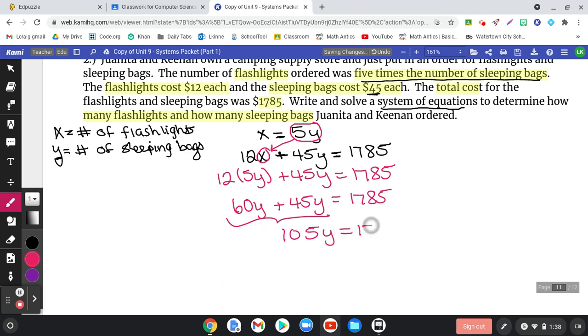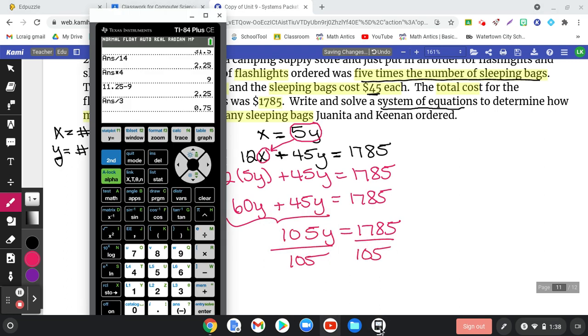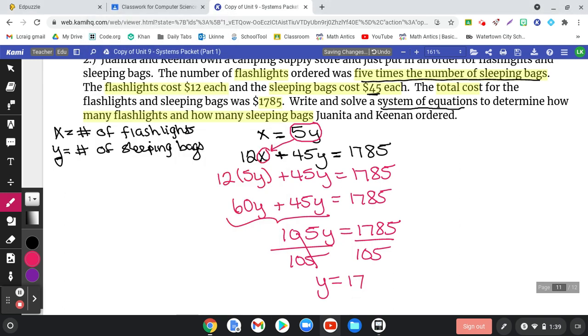105y equals 1,785. Divide by 105. It's actually not that hard of a question if you're comfortable with that. So again, we did 12 times 5 to get our 60y, and then 60 plus 45, we added our y's together, 105 y's. 1,785 divided by the 105 to solve. That means y is 17. Y was the number of sleeping bags, so there's 17 sleeping bags.